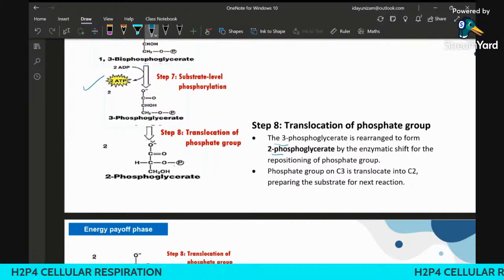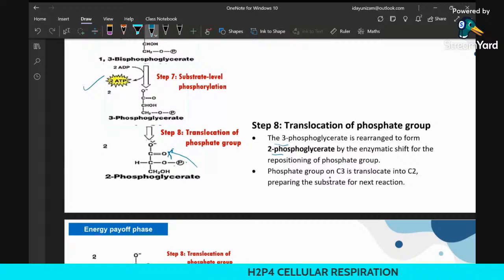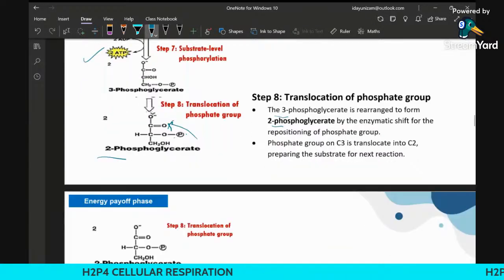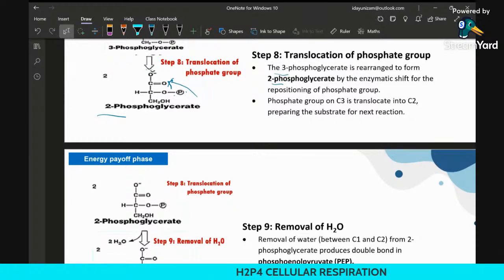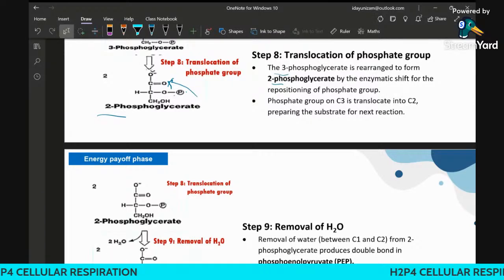Okay, carbon 3, the phosphate from carbon 3 rearranges and moves to carbon number 2. So we now call it 2-phosphoglycerate. Class, respond to teacher: what is the name of the enzyme?